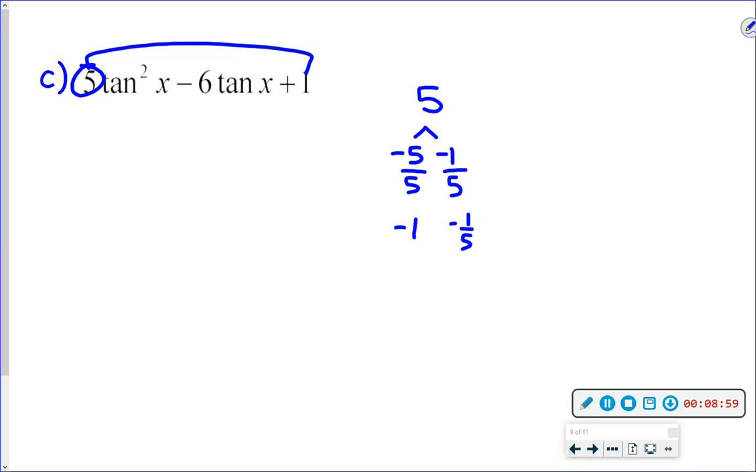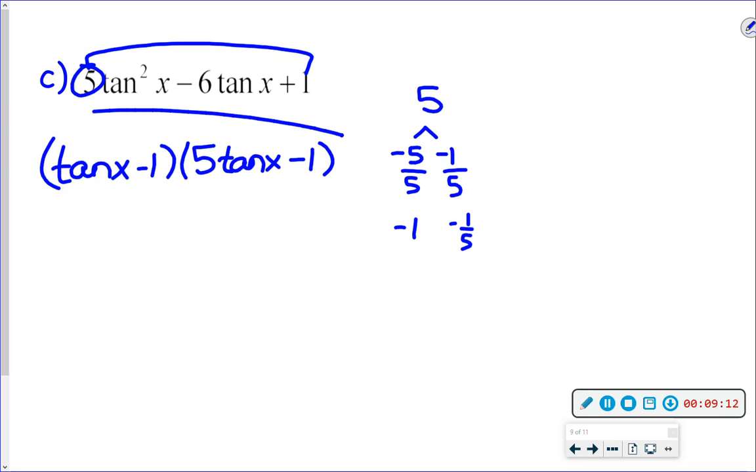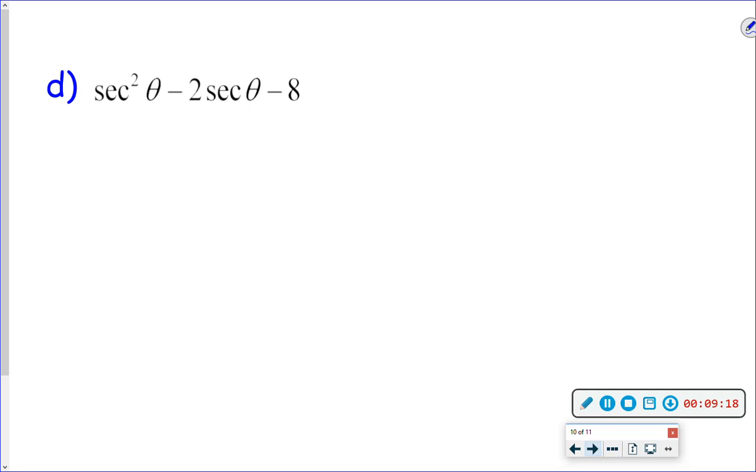Okay, I'm ready. So, tangent of x is our function, so I'm going to have tan of x minus 1. And then my other factor, the denominator, goes in front of our variable, which is tan of x, and then minus 1. Got it. So our process is the same, we just have our trig functions in here. All right, let's take a look at D.